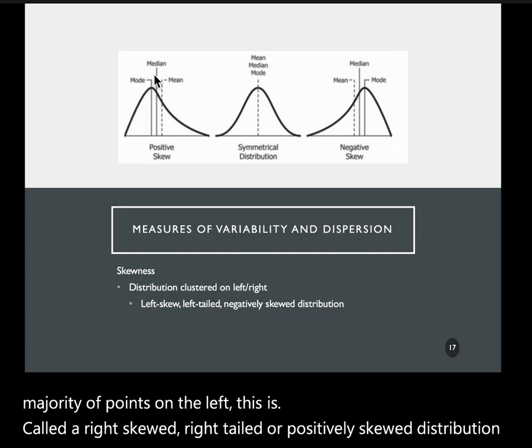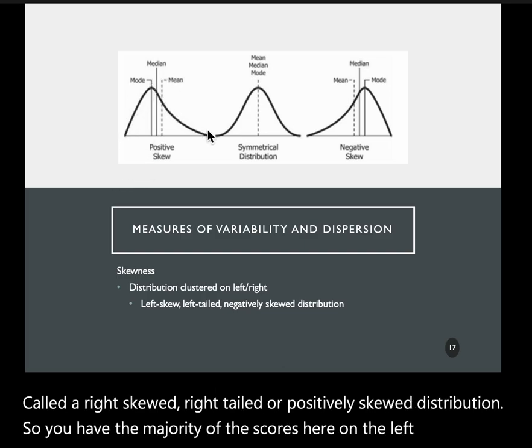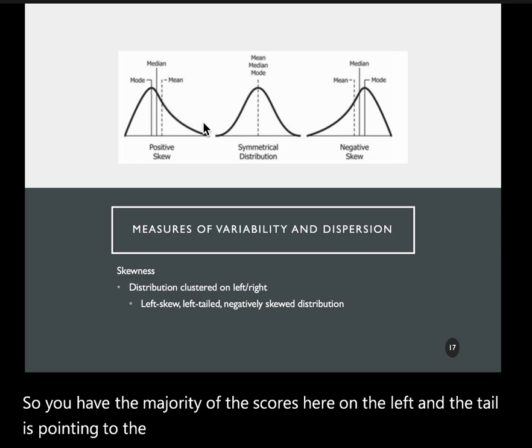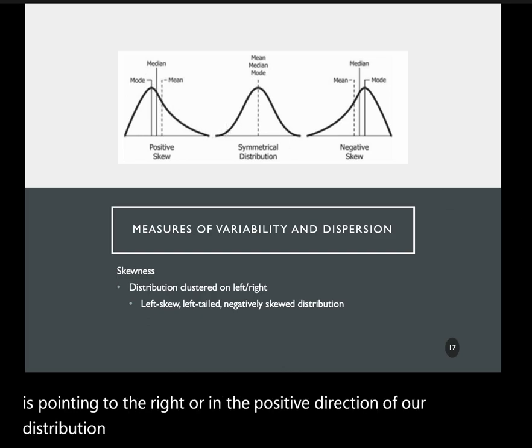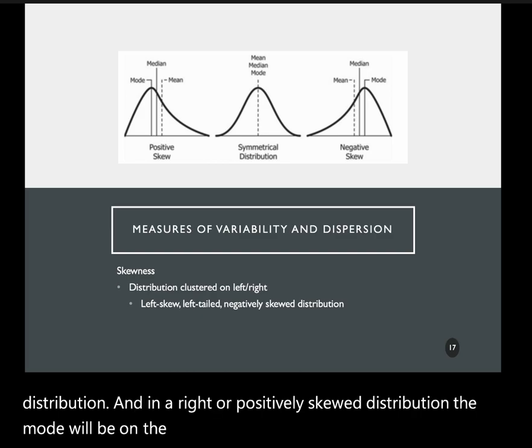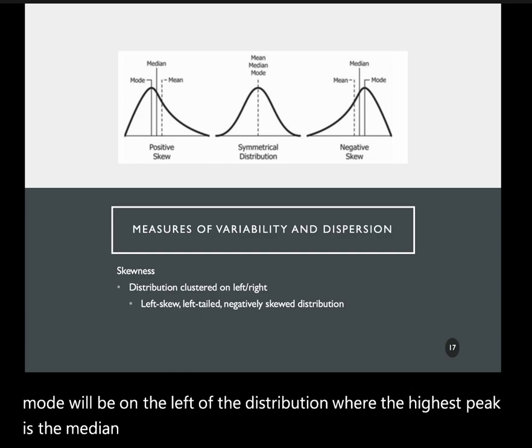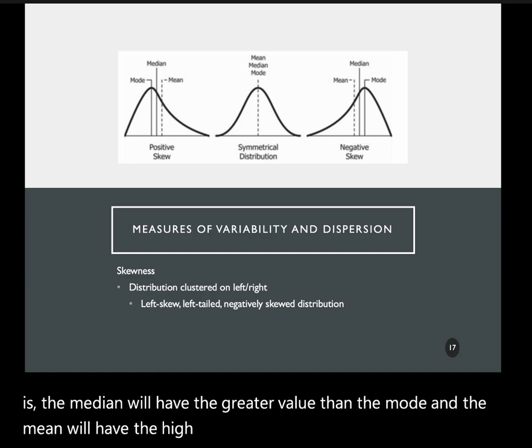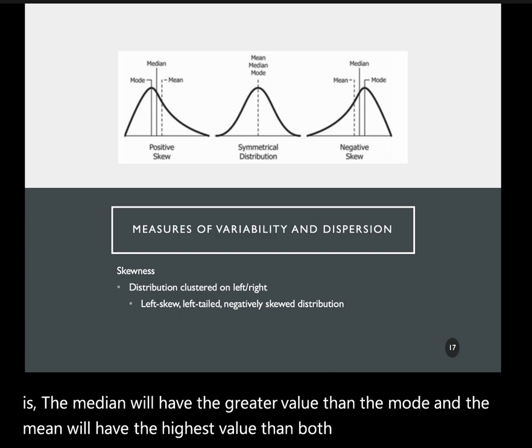So you have the majority of the scores here on the left, and the tail is pointing to the right, or in the positive direction of our distribution. And in a right or positively skewed distribution, the mode will be on the left of the distribution where the highest peak is. The median will have a greater value than the mode, and the mean will have the highest value of both the median and the mode.